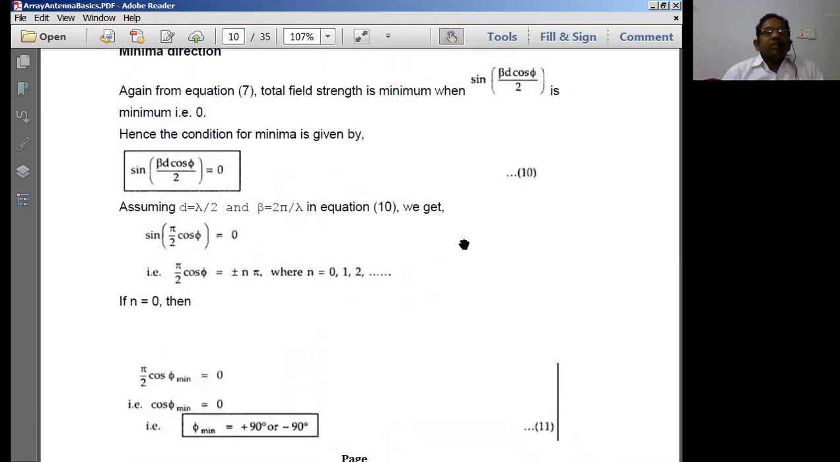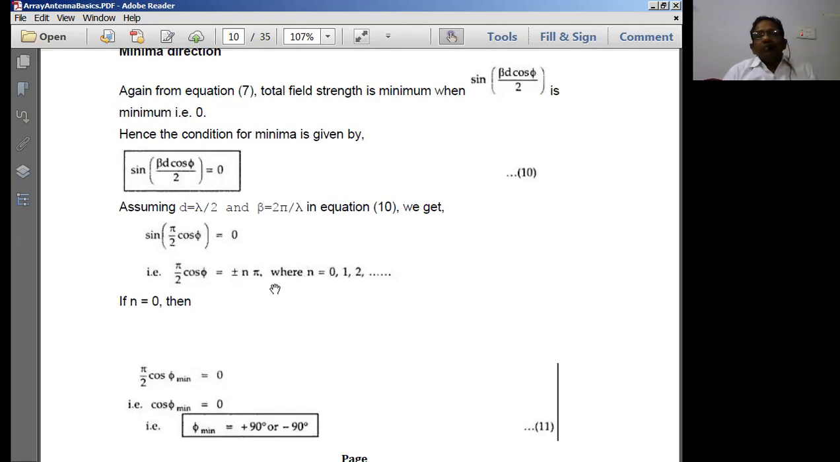Well, let us substitute these now. When you have sine of (pi by 2 cos phi) equal to 0, it can be written as pi by 2 cos phi equal to, on applying inverse sine to this 0, plus or minus n pi on this side.